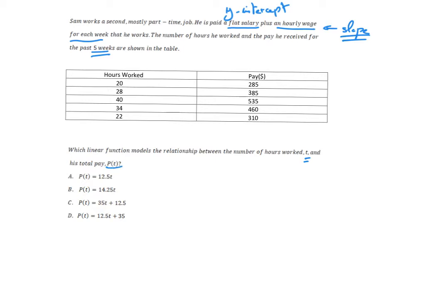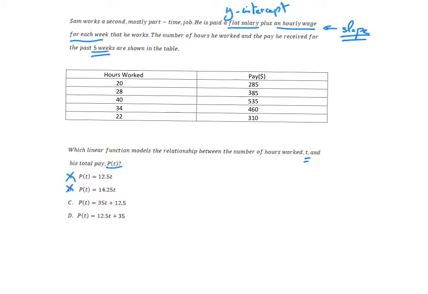So, as I said, since Sam is paid a flat salary plus an hourly wage, there must be a y-intercept, and we can see that A and B both don't have a y-intercept. So I will definitely exclude A and B. That's the process of elimination, right? Now it's going to be either C or D.